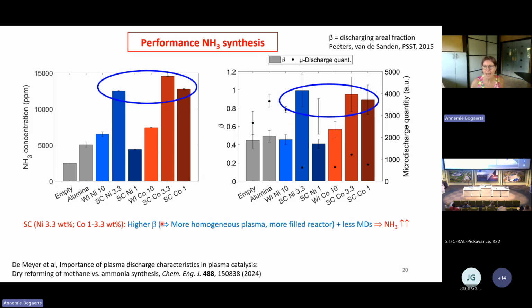So this means this higher beta means a more homogeneous plasma, more filled reactor with fewer micro-discharges, giving a higher ammonia concentration. And this indeed confirms again the previous modeling results that I showed a few slides ago, because ammonia is decomposed in the micro-discharges.